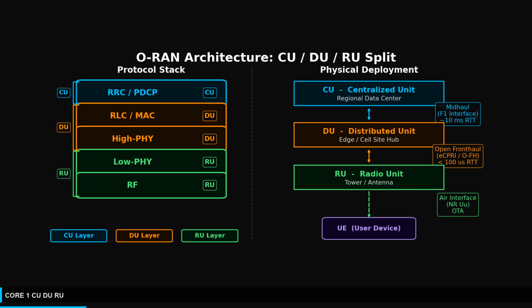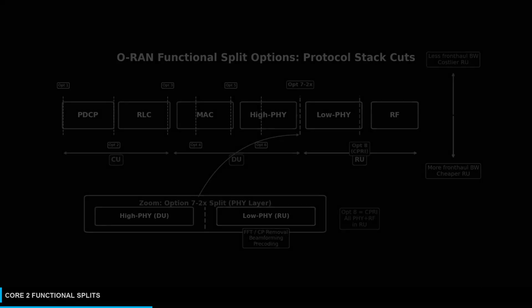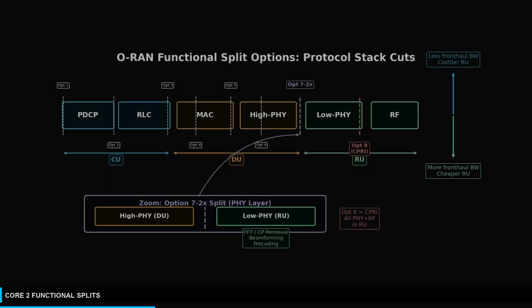The CU and DU split is well understood and relatively forgiving. The DU to RU split is where the hard engineering lives, because that's the open front-haul interface, and that's where the 7-2x decision bites. Now, why 7-2x? To answer that, you need to see the menu of options.